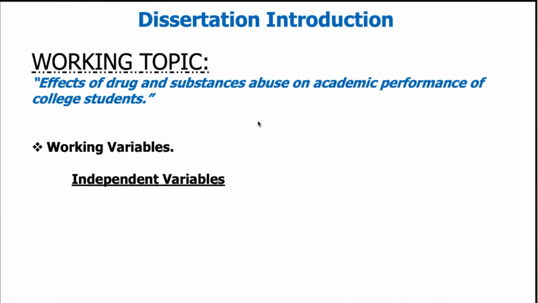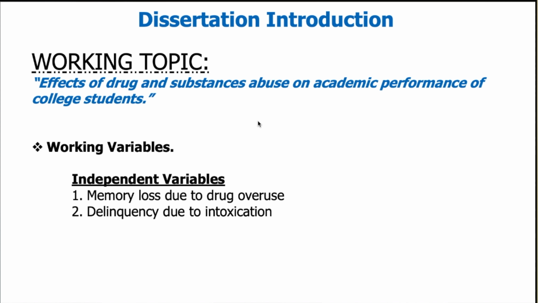The first example we can have is the effect of drug and substance abuse on academic performance of college students. The first variable you can have is memory loss. Memory loss is a variable because when you use drugs, one of the things that's likely to happen is you are going to lose memory. Another thing you can have is delinquency. This is bad behavior among students, and that's obviously going to affect their education.